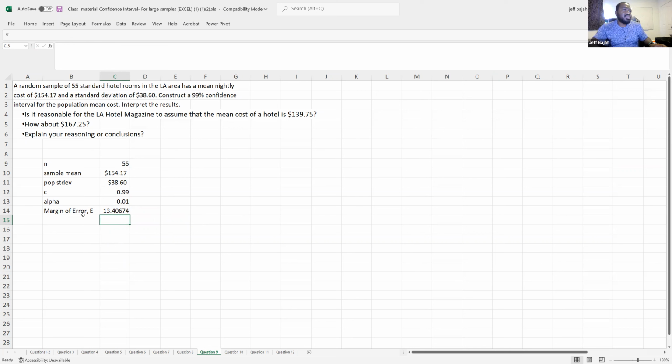So now that we've found our margin of error, we can now find our lower interval, and we can also find our upper interval. And for a lower interval, like we said, it's going to be sample mean minus your margin of error. And for our upper one will be sample mean plus a margin of error. All right, so our confidence interval will be between $140.76 and $167.58.